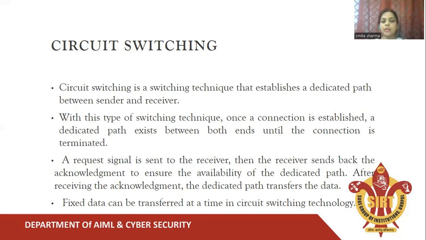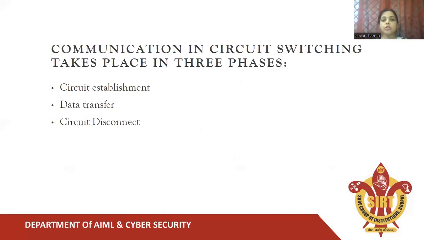The next important point in circuit switching is that we can only transfer a fixed amount of data. Variable data cannot be sent. Before starting the transmission, we decide that this much amount of data needs to be transferred, and only that data will be transferred between the sender and the receiver through the dedicated path.